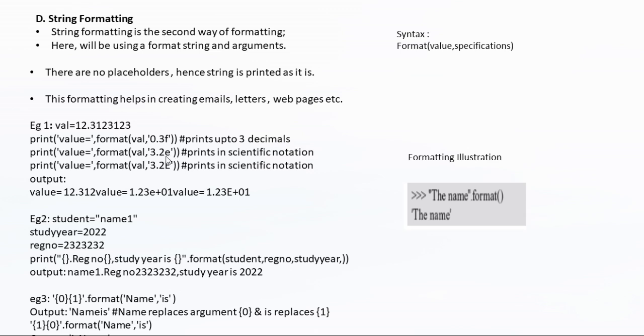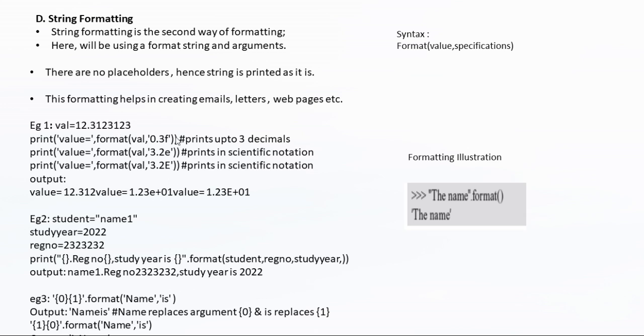If I give the formatting as 3.2e, now this is a notation which I will use for scientific notation. So if I want to convert this number to scientific notation using the exponential, then I'll be using this. Or I can also say 3.2 capital E. Both will do the same thing.